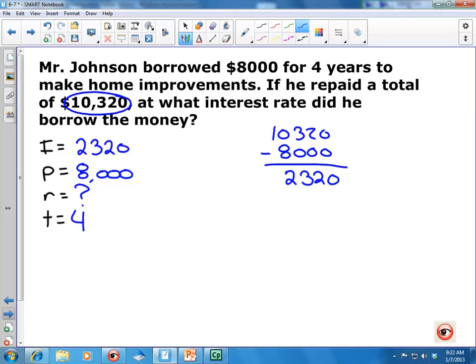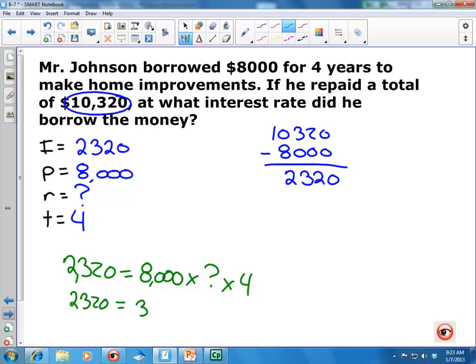Okay, so now if I were to set this up in our formula like what we were looking at earlier, we would have 2,320 equals 8,000 times my question mark. I don't even know what that is. That's what we're trying to figure out. Times 4. So this 8,000 times something times 4 equals 2,320. So, how do we figure that out? Well, we're going to multiply 8,000 times 4. Yeah, that's going to give me 32,000 times something.